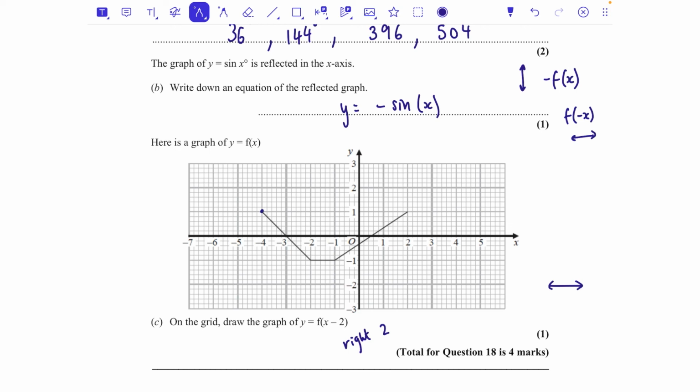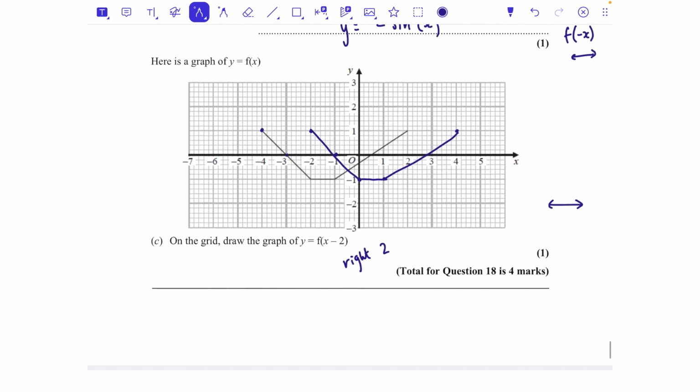So we're going to take this graph and we're going to move it 2 to the right. So this point here would go here, this point here would go here, this point here would go here, and moving each point is going to be lots easier than trying to move the graph as a whole. And then you can just join it up with a ruler. Don't do as I'm doing. And there we go. That's where your graph would need to go to the right from there.